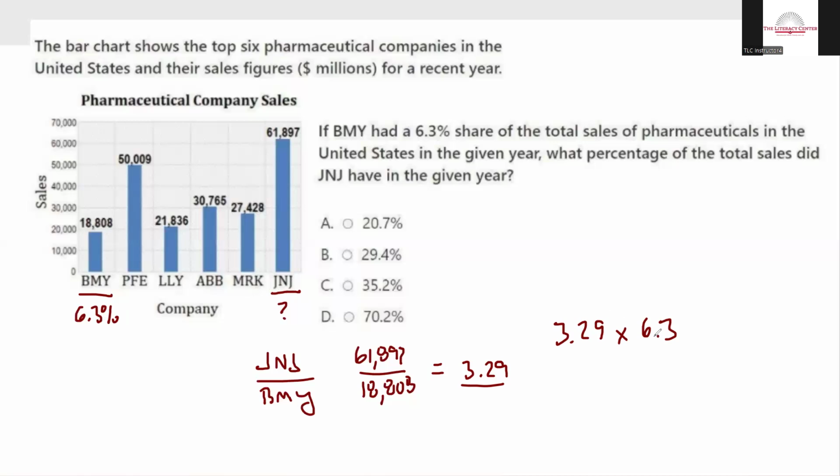Go ahead and do that. What did you get? 20.7. And that lines up with answer A. 20.7. Makes sense. They had 3 times as much sales. They should have 3 times as large a percent of the total. So figure out that ratio of the sales first and then apply it to the 6. I should have put a percent symbol here and a percent symbol there.